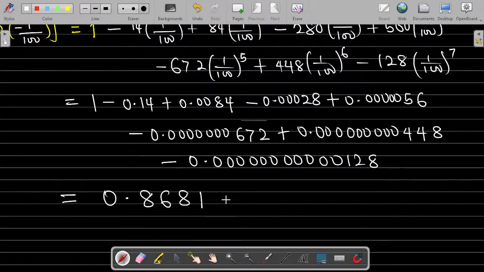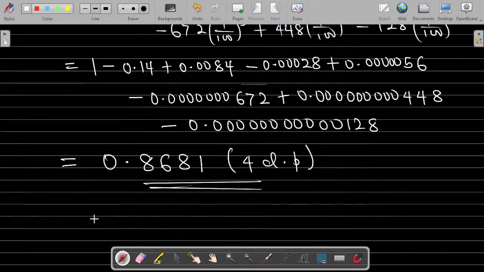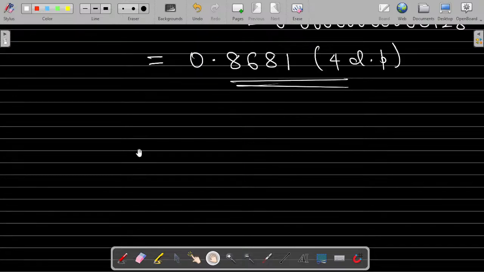0.8681 to 4 decimal places, according to the requirement of the question. And that is the solution to question 47, and that took a lot of our time. So we can now move on to the next exercise, which is 49. What did 49 say? Permit me to drag this a little bit.